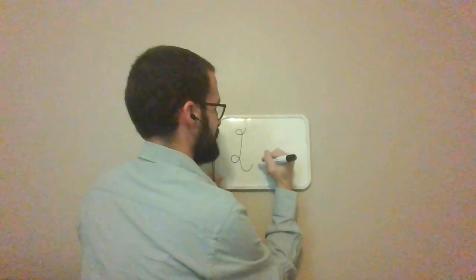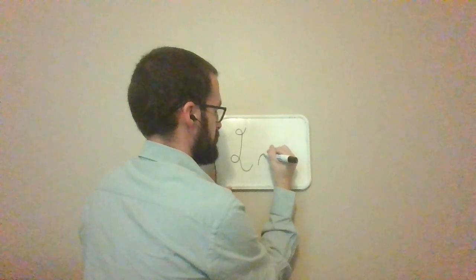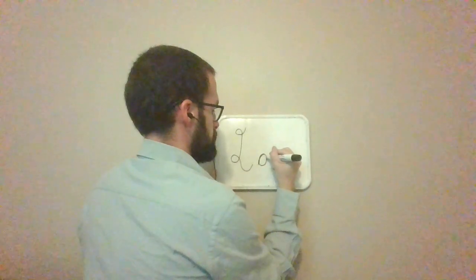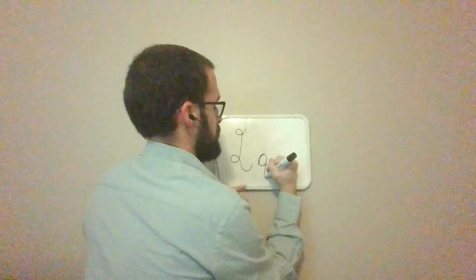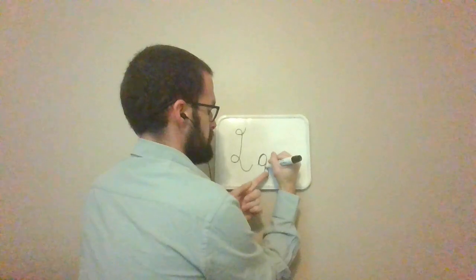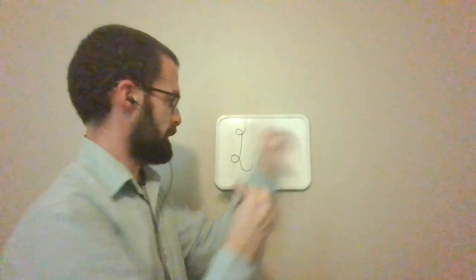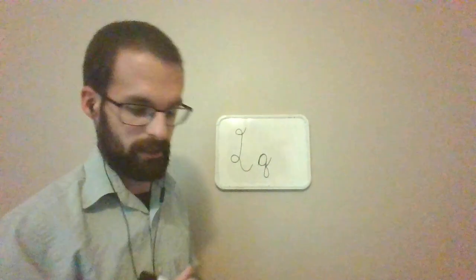Alright, so let's go ahead and start with the Q for lowercase. Make a little circle, come down on the right side. Make a little square circle, and then come up and over. You got yourself a q.